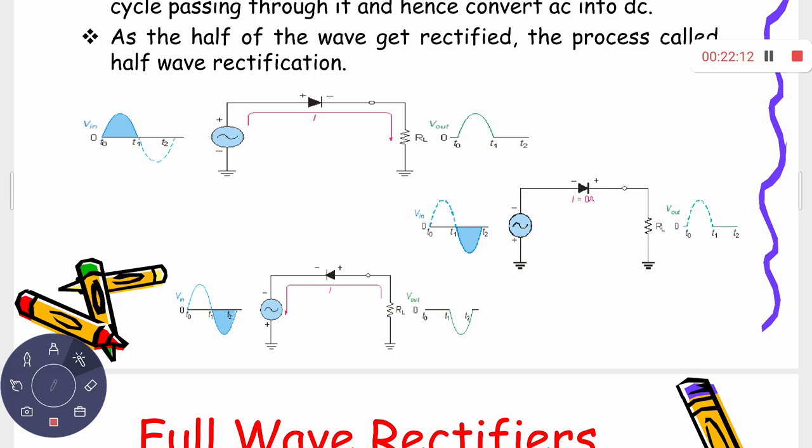With respect to Vm by root 2, for this output, is the RMS greater than Vm by root 2, less than Vm by root 2, equal to Vm by root 2, or I can't say? First tell me whether greater or less, then we will go for the calculation. Less, because when we square, the down part goes up. That part is absolute. If you square that part, it will give you some non-zero value. But that is absent here, so it should be less.